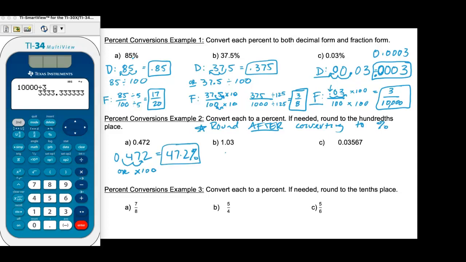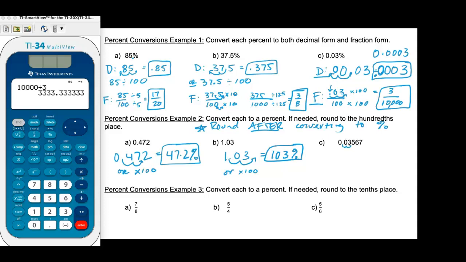So the second one, I take 1.03, I move my decimal 2 spots to the right, or you could take this number and multiply it by 100 in your calculator, and you're going to get 103%. Like the last one, there's no rounding needed because the hundredths place is not present here because we don't have any digits after the decimal place. It's just 103%.